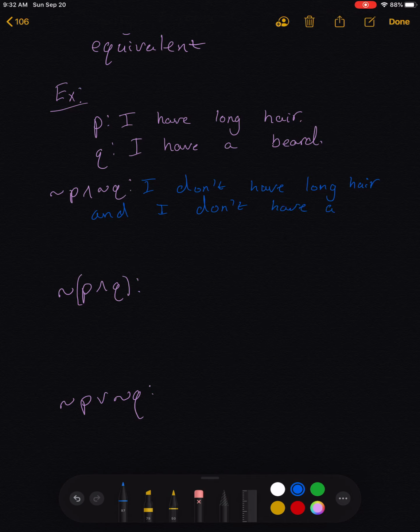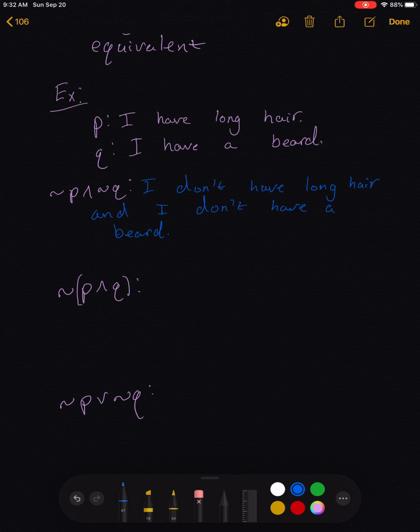Now, let's think about what this statement is saying and in what cases it would be true. So, again, this is a conjunction, the and statement. It's saying both of these things are true. So, I don't have long hair and I don't have a beard. In other words, I have neither long hair nor a beard.